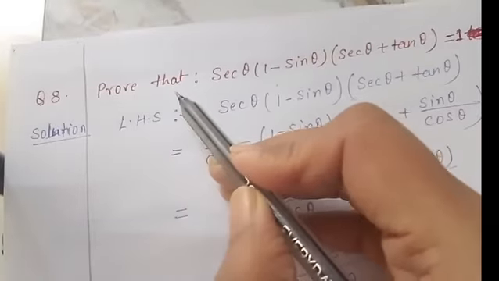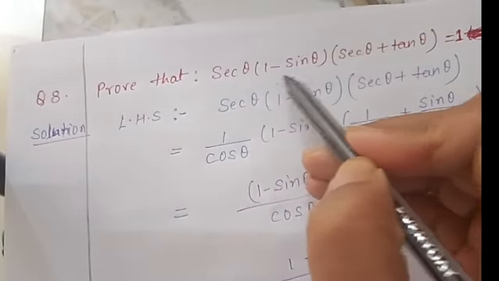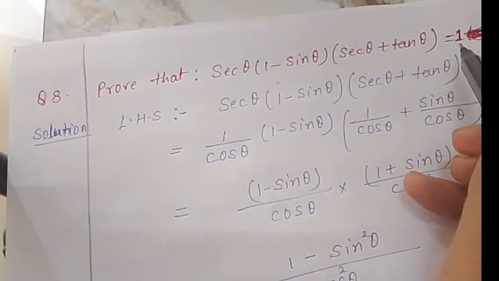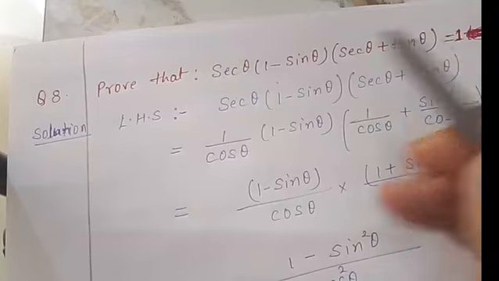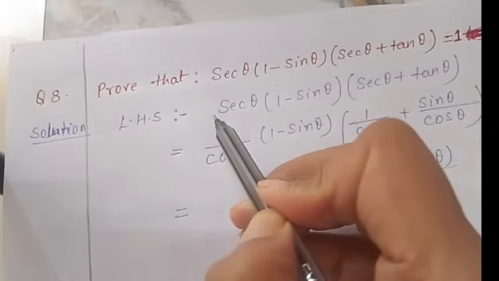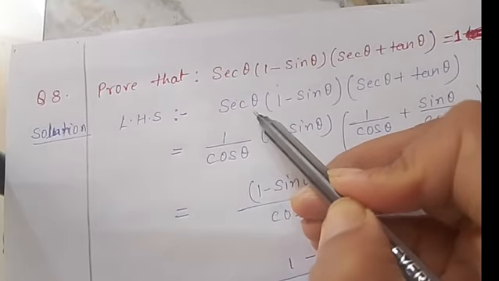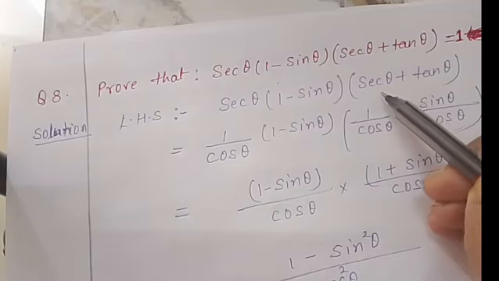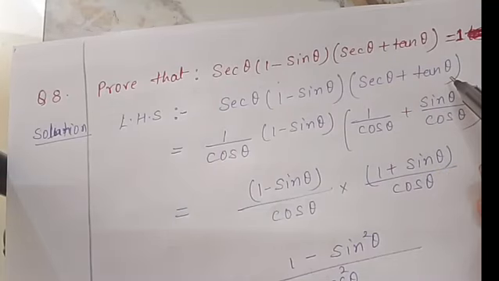Number 8. Prove that (sec theta)(1 minus sin theta)(sec theta plus tan theta) is equal to 1. We start from the LHS. So we write LHS: sec theta (1 minus sin theta) into (sec theta plus tan theta).